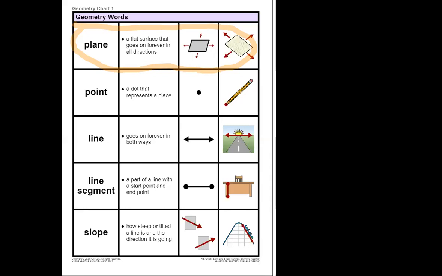Good job. All right, can you read this next word for me? Point. Our next word is point. A point is a dot that represents a place. So, same thing that we did for plane. You're going to find the word point and glue it in your notebook.